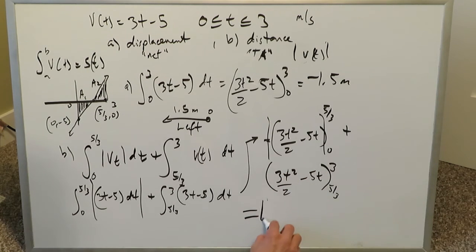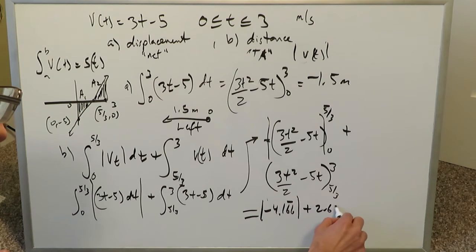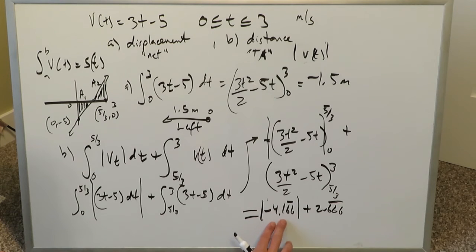From the first part, I get a minus 4.166 repeating in absolute value, which will become a positive 4.166. From the second part, we have to do that calculation. Let's post it. Here I get 2.666 repeating. The cumulative area, when you add all of these, positive 4.166 because of the absolute value, plus 2.66, and let's put that answer. I get 6.833 repeating meters, and that right here will be my total distance traveled, 6.833 meters.